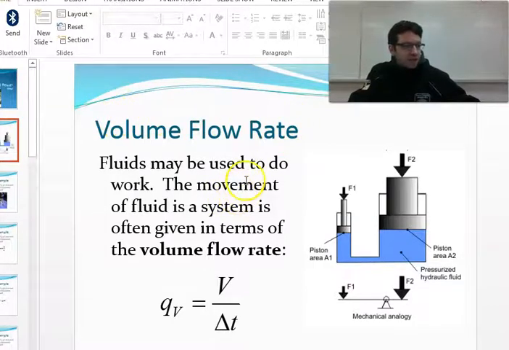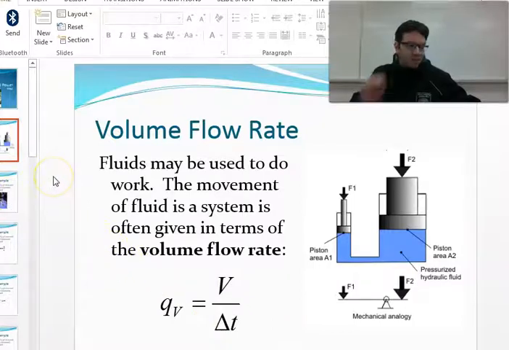Volume flow rate is a term used to help understand the movement of fluid in a system. It's given the variable Q subscript V, equals, and this is the rate at which volume flows by. Try to imagine a pipe, and you can have a fluid moving through that pipe, a certain volume per time.